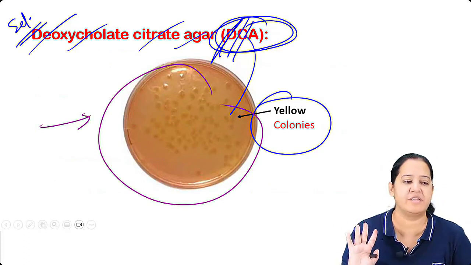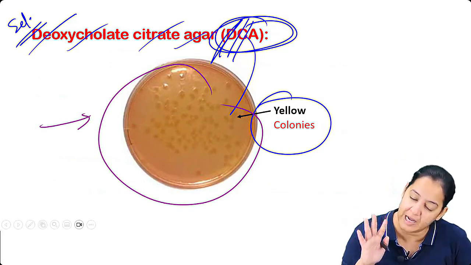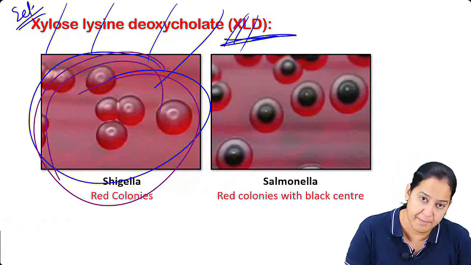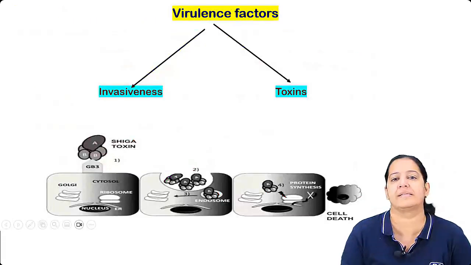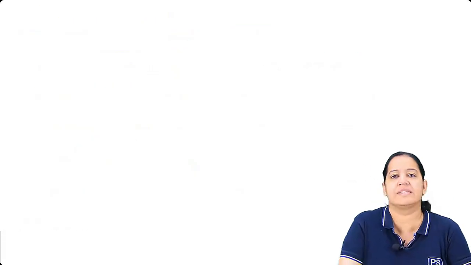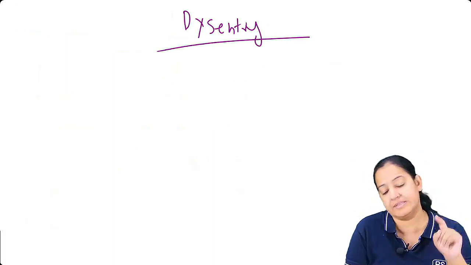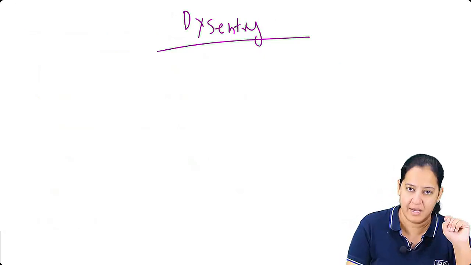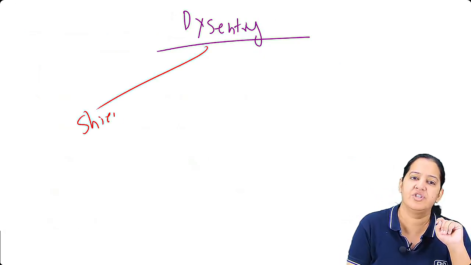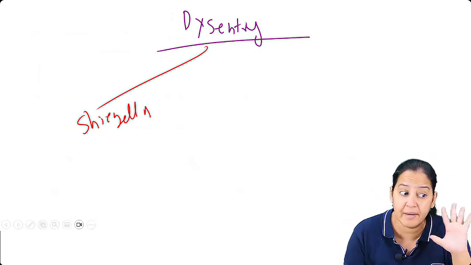It is not that they will only give an image. But you should be able to tell that the yellow colonies are seen in DCA. You should be able to find that the red colonies are seen in XLD. Okay? Shigella also causes dysentery. Who else causes dysentery? I just told you another bacteria which causes dysentery. Who else? Currently I am telling you Shigella. Shigella causes dysentery. Dysentery means blood and stool.